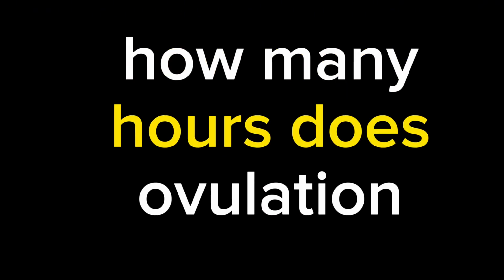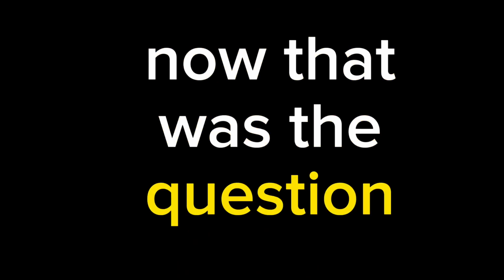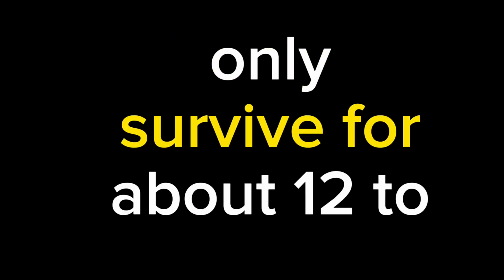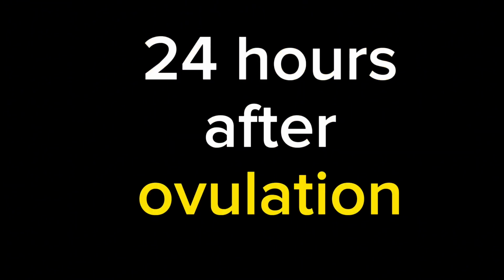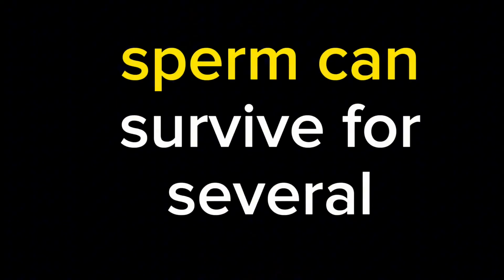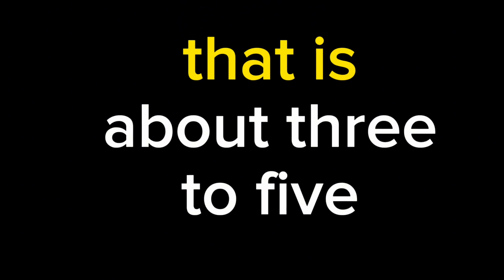How many hours does ovulation last? Now that was the question. Let us answer it. An egg only survives for about 12 to 24 hours after ovulation. If sperm does not fertilize the egg, your body reabsorbs it. Unlike your egg, sperm can survive for several days in your body. That is about 3 to 5 days.